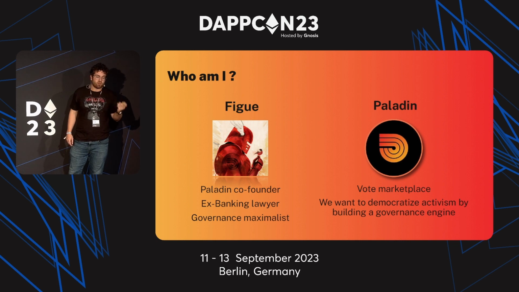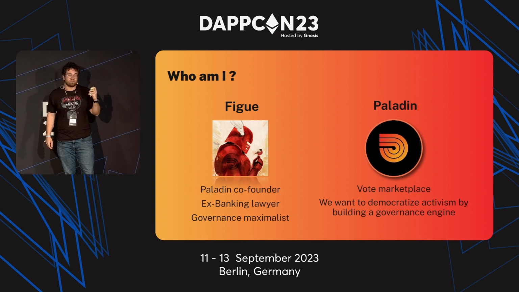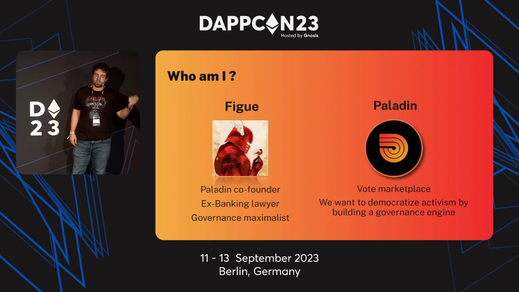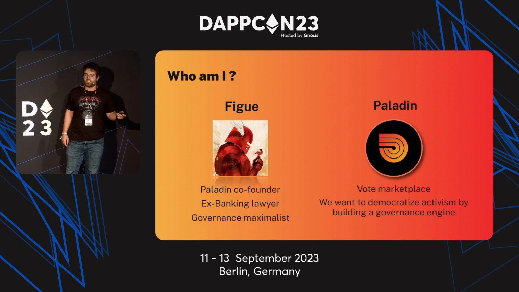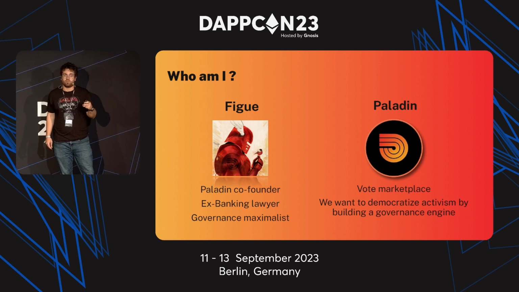Pardin right now is a vote marketplace for governance tokens, and we are paradoxically building this to democratize activism. Our goal is to create governance engines to power more participation and more coordination in the ecosystem in general, because we're convinced that this is how crypto as a movement is going to succeed in the long term.